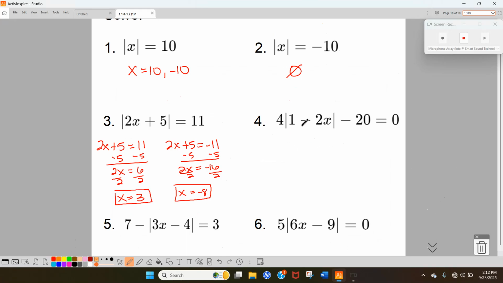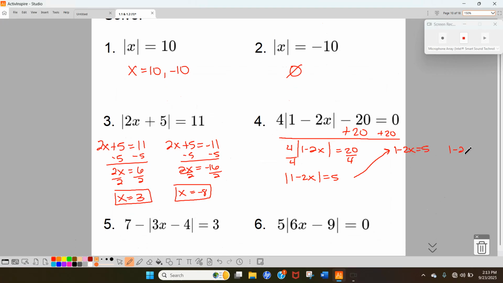All right, so number 4, when absolute value is not all that's there, you have to get it by itself before you can do anything else. So we're going to add 20. Then we're going to divide by 4. And then we're going to make two problems. So 1 minus 2x is equal to 5, or 1 minus 2x was negative 5, and then I absolute valued it and got positive 5.